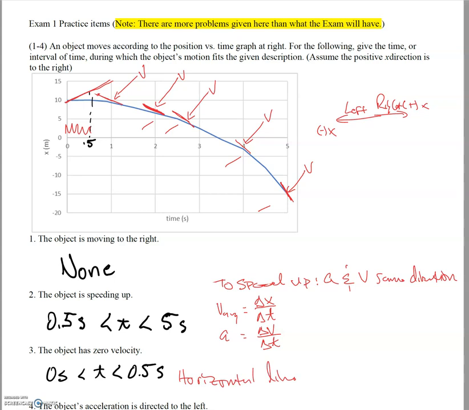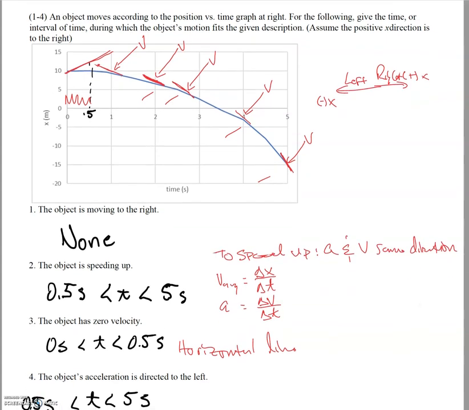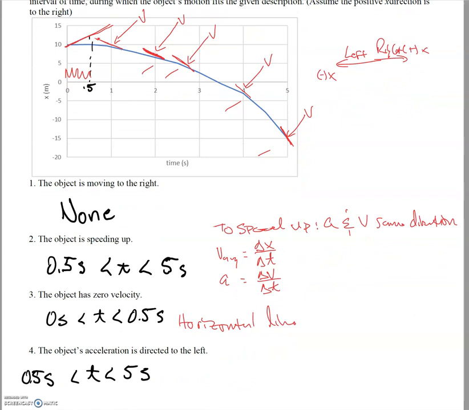The object's acceleration is directed to the left. Well, we just talked about that. If the object's speeding up, that means acceleration and velocity are in the same direction. So since our velocity is negative, that means our acceleration must be negative. So the time interval of it speeding up is going to be the same time interval for its acceleration.